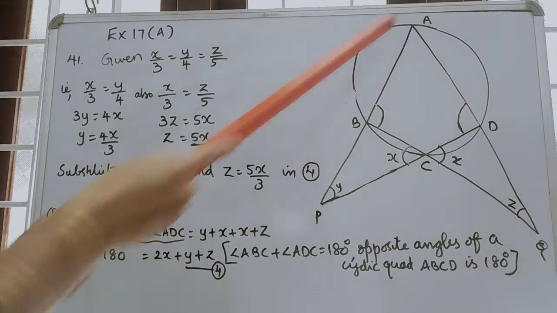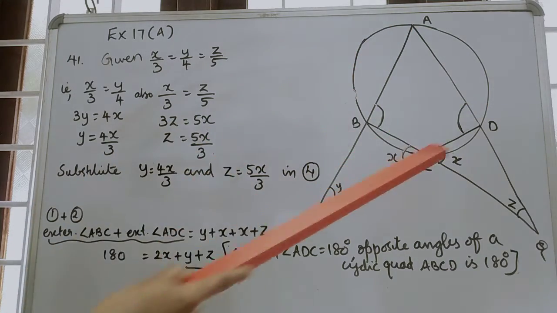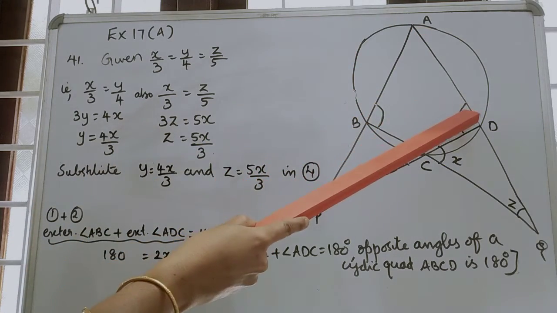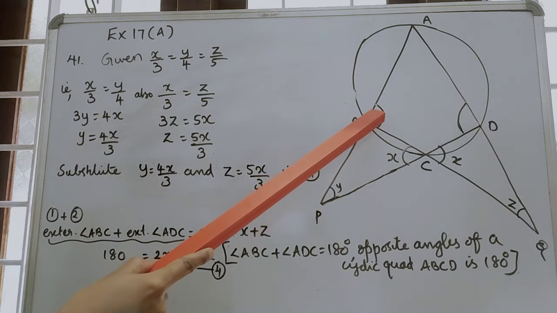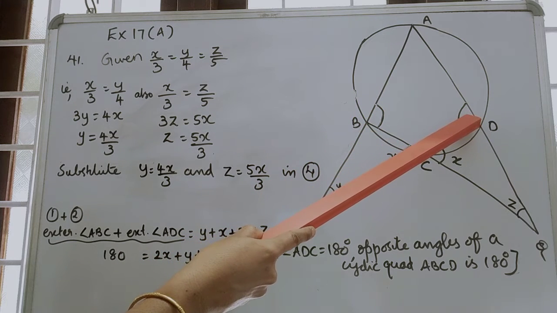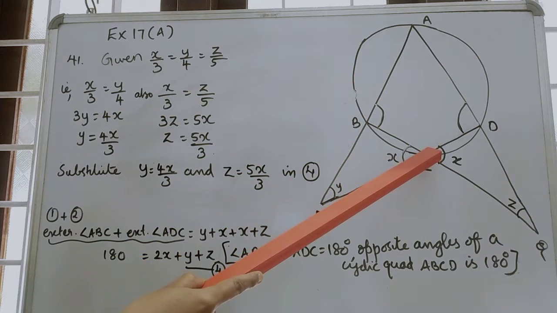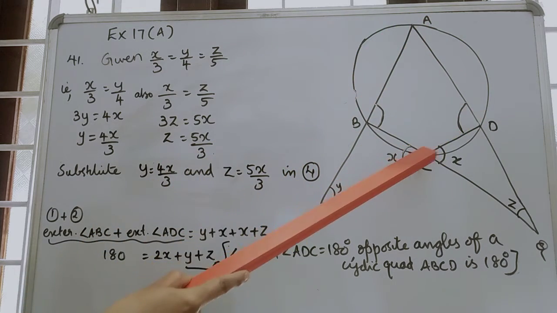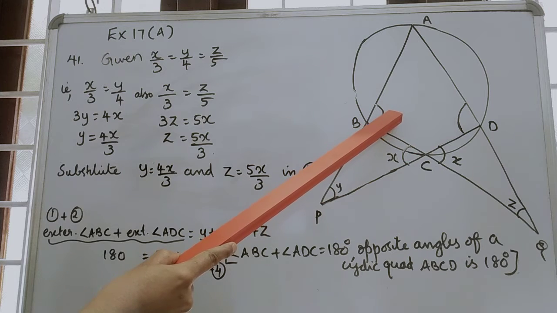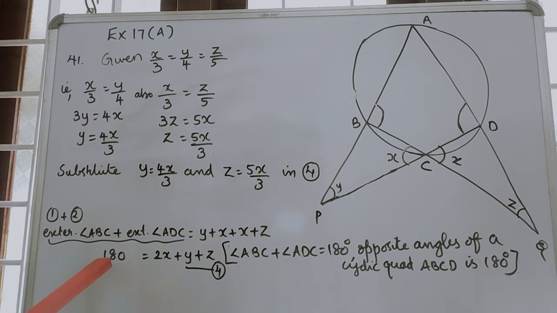ABCD is a cyclic quadrilateral. Opposite angles of a cyclic quadrilateral are supplementary. So we can write B plus D, that is angle ABC plus angle ADC, as 180 degrees. So the LHS will be 180 degrees. Then the RHS will be 2x plus y plus z.